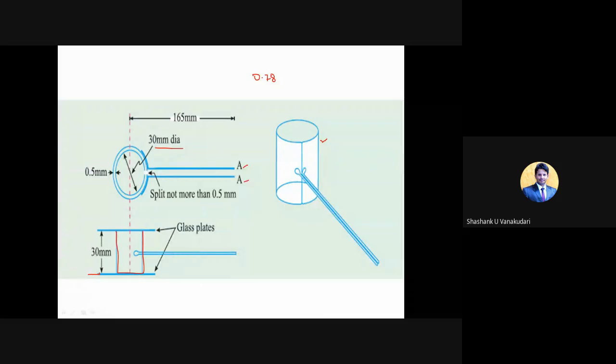Here in the soundness test, 0.78 times P is what we are going to use. Now we need to prepare the cement paste and fill it into this cylinder, what we can call the split cylinder. In the split cylinder, we need to place that cement paste.